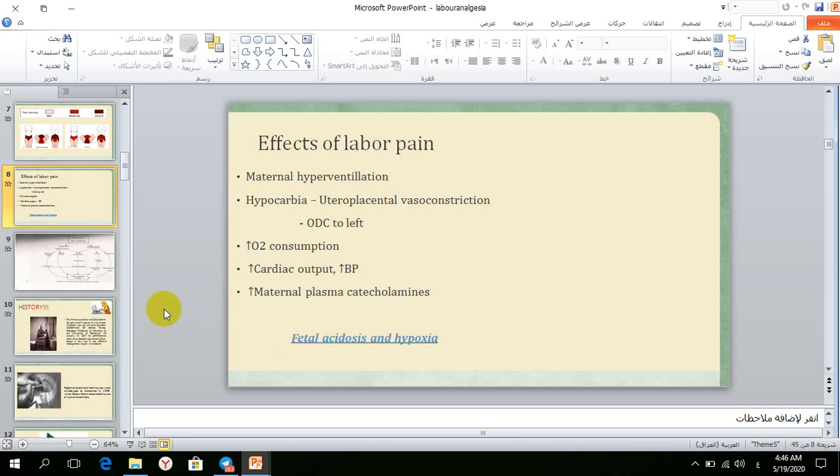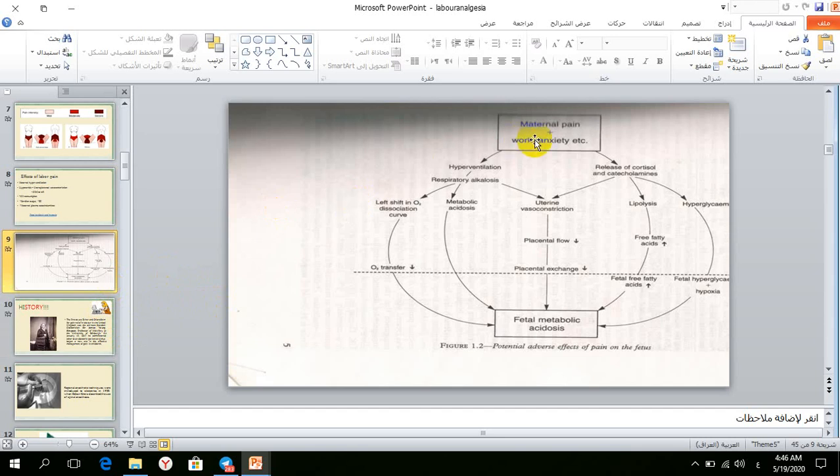Look here: maternal pain, anxiety, etc. What will they do? They cause hyperventilation and release of cortisol and catecholamines. Both of them result in uterine vasoconstriction, metabolic acidosis, and a left shift in the oxygen dissociation curve. Here it will cause lipolysis and hyperglycemia.